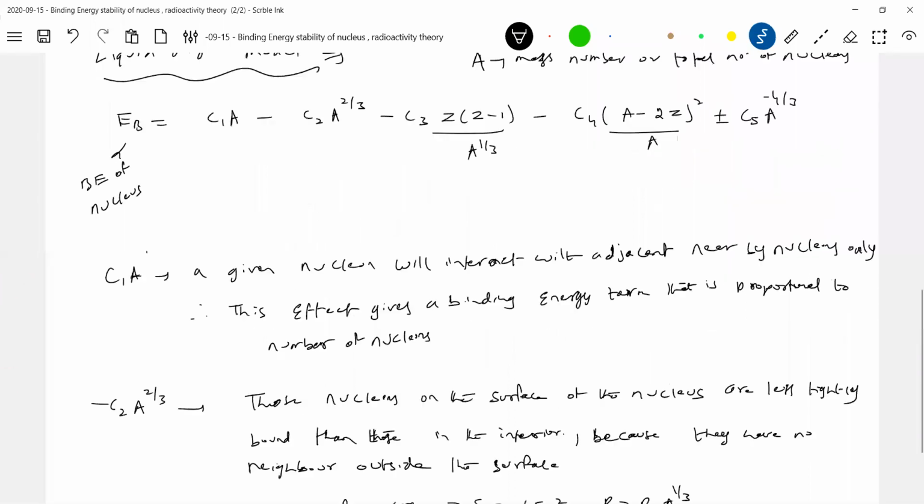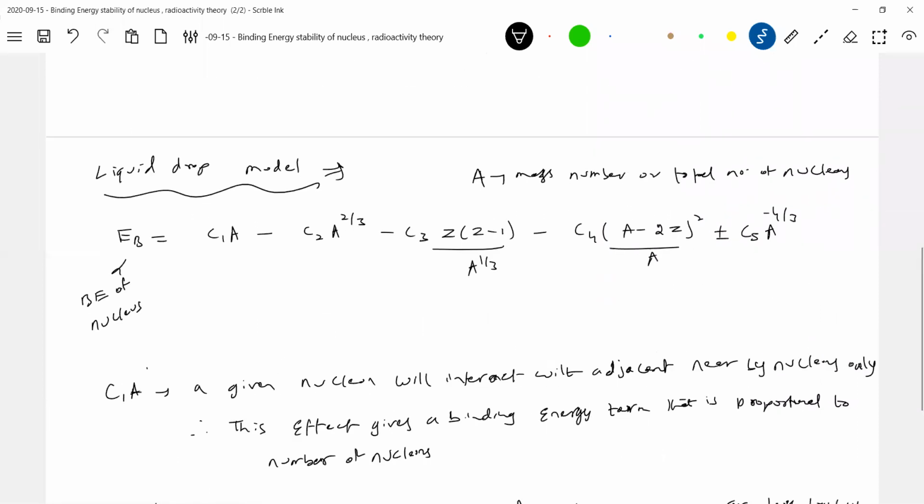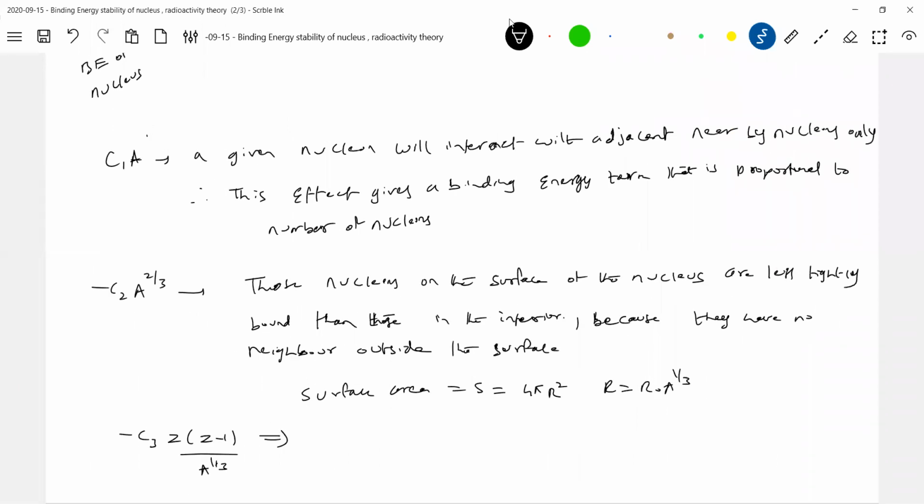so next again, what is the term? C3 Z(Z minus 1) over A to the power of 1 by 3. The denominator is there. Every one of the Z protons, that proton will repel the other Z minus 1 protons. This is what practically happens here.